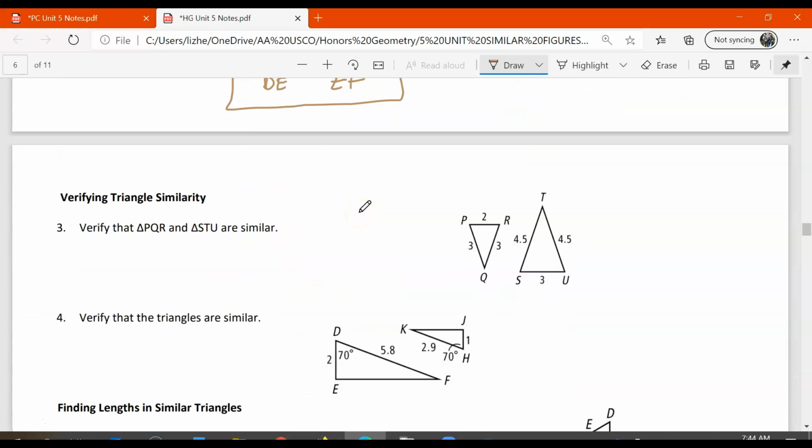So here we go, number 3. Verify that PQR and STU are similar. So I'm looking at this picture, I see no angle measure.